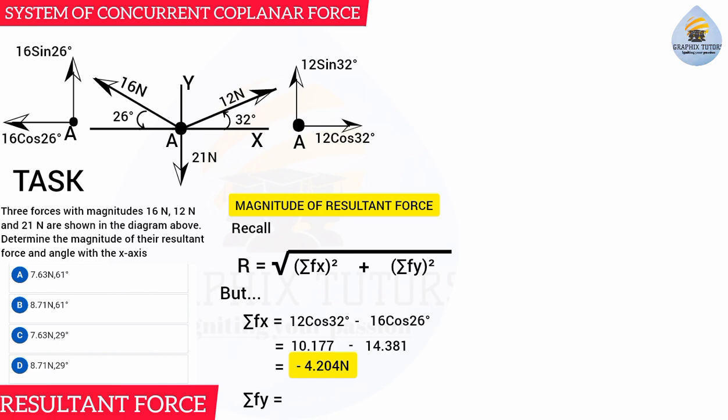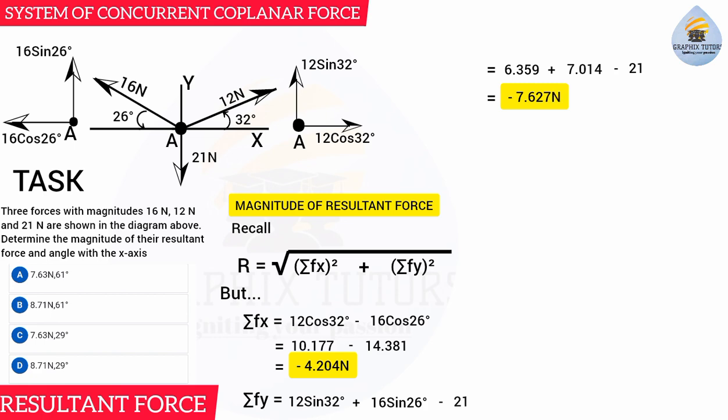So we'll proceed. I'll be having my 12 sin 32 plus 16 sin 26, right? Then remember one thing here, we should not forget that, which is 21 Newton acting downward. Is that taken now? So minus 21 because it's acting downward. When we do the arithmetic here, 12 sin 32 will give us 6.359 plus 16 sin 26 will give us 7.014. Then minus 21. When you do the arithmetic here, you'll be having minus 7.627 Newton. Is that taken?